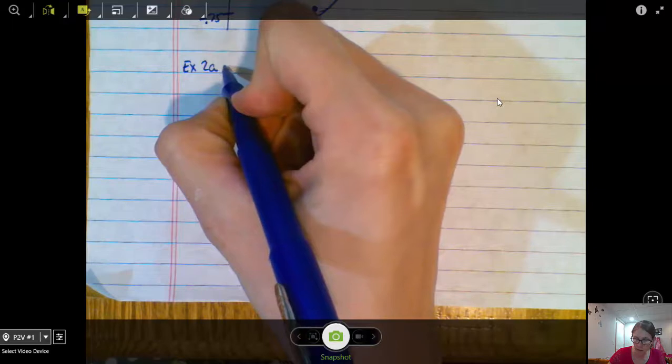For the second type of problem we are going to look at, we are going to be given some of our key information, like the amplitude and the period, and come up with an equation for either sine or cosine, depending on what we're asked. So that's example 2 here. And I'll have an A and a B example here.